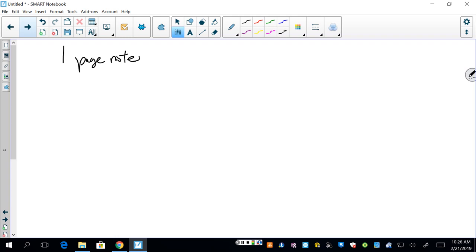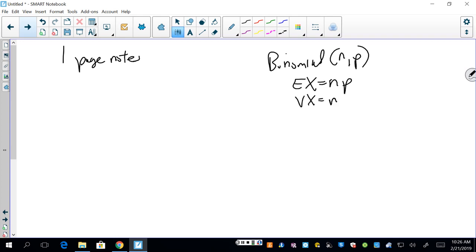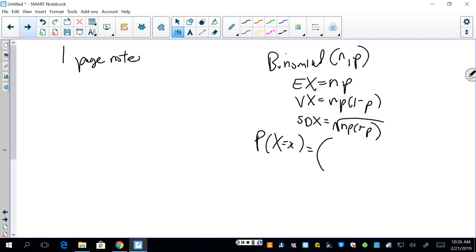And so for things like binomial, the expected value is n times p, and the variance is n times p times 1 minus p, and the standard deviation is the square root of that. And then the probability formula that you equal some value is n choose x, p to the x, 1 minus p to the n minus x. So you can write all that down, or even a little bit more for binomial to have it there.